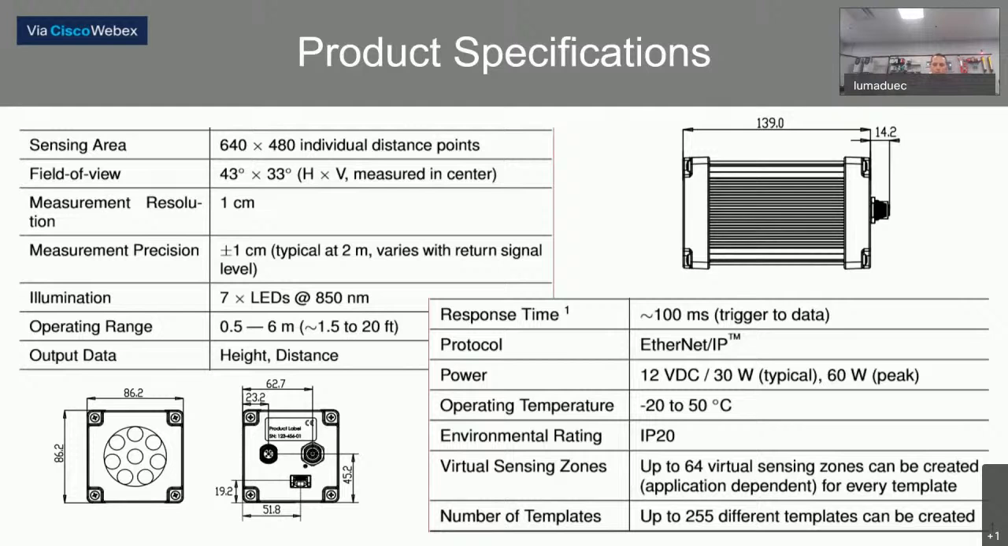You've got up to 64 individual sensing zones that can be applied to each template, and the sensor can hold up to 255 templates. The footprint of the sensor is about 5.5 by 3.5 inches.